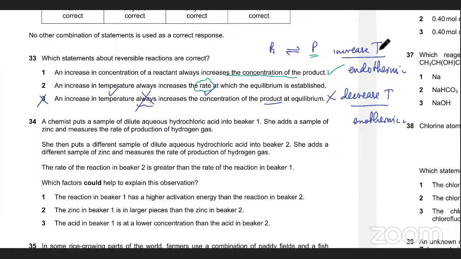The same question about rate: if you increase temperature, both reactions would speed up, but one of them would be relatively faster. That's what equilibrium would decide. If you increase temperature, both reactions would speed up, and the speed would be higher. But whenever you increase temperature, the endothermic reaction would be favored. So the one that is endothermic would be slightly faster compared to the other one.